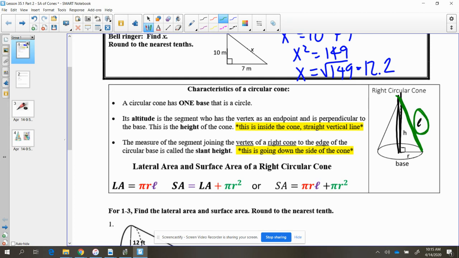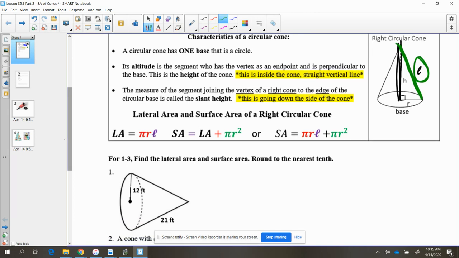Okay, so notice, very similar to a pyramid, you have a lateral area. This is found by taking pi times your radius length times your slant height length, and then you would add on to it the area of your base, which is pi r squared in the case of a cone, because the area of the base is always a circle, so pi r squared.